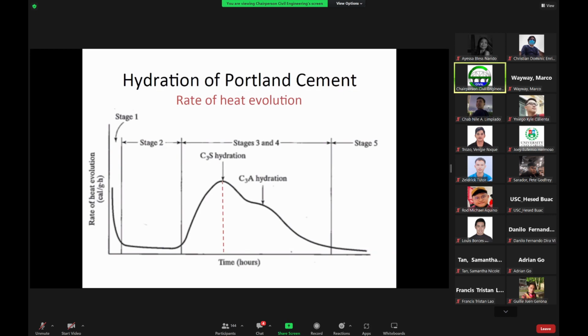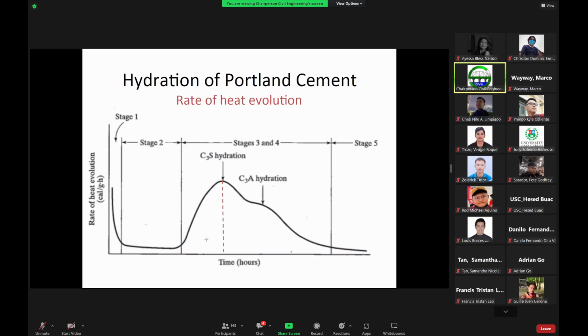Your C3S will form the hydration products CSH. Your CSH will develop at the surface of your C3S, and it will form a coating to cover that cement grain. And then your CH will also crystallize from this solution, and it forms in the pores, wherever vacant space is available.